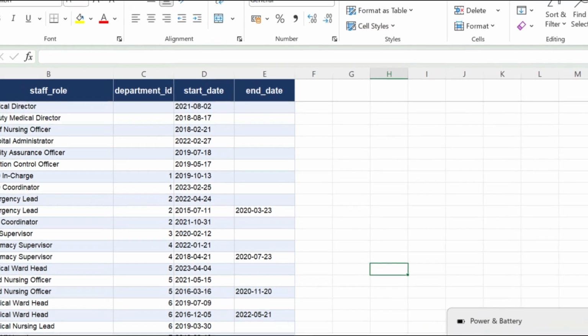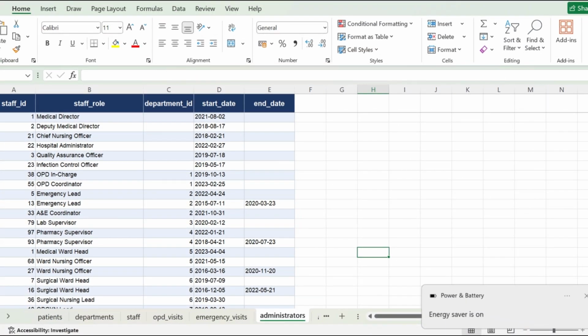The next table is the administrator's sheet. This contains information about leadership positions within the hospital. These records allow us to track management structures and organizational responsibilities.